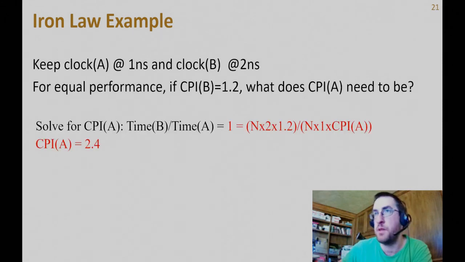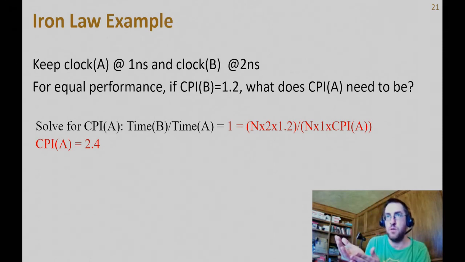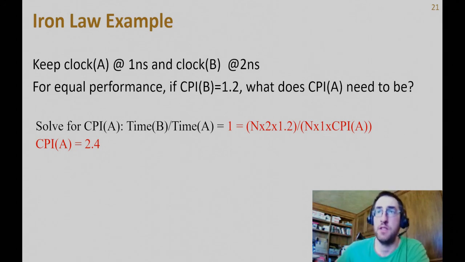What's the break-even point between the two machines in terms of CPI? If we have CPI of B is 1.2, what CPI does A need to be in order for them to be the same? Well, we can plug and chug in the same equation. Now we're just going to solve for CPI of A by plugging it in as an unknown in our iron law. So we want our speedup to be 1, because a speedup of 1 means that they are the same. When time of B over time of A equals 1, we've got the time of B equation and the time of A, and we solve for CPI of A and we get 2.4. So A would have to have a CPI of 2.4 for them to be identical performance on the same program.